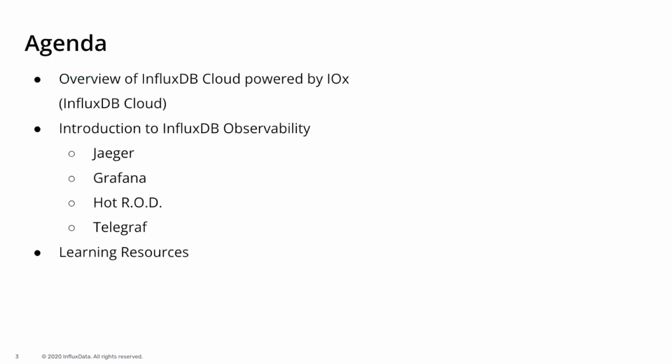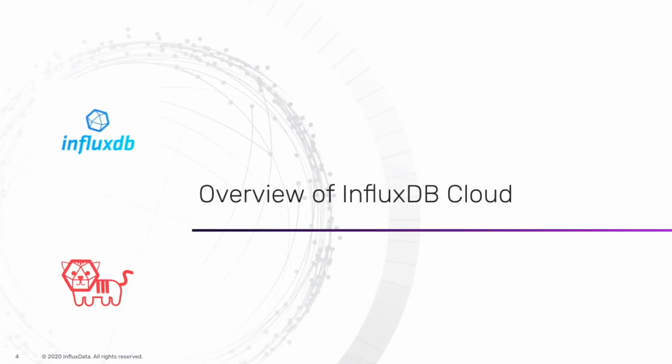So the agenda today is to first cover what InfluxDB Cloud powered by IOX is. We'll just refer to it as InfluxDB Cloud for short. And then we'll give an introduction to InfluxDB Observability, which is just a demo that leverages Jaeger, Grafana, Hot Rod, and Telegraph to demonstrate how you can collect logs, traces, and metrics all within InfluxDB, and then visualize them in Jaeger or Grafana as you see fit. And then last but not least, we will talk about learning resources that might help you explore these topics more.